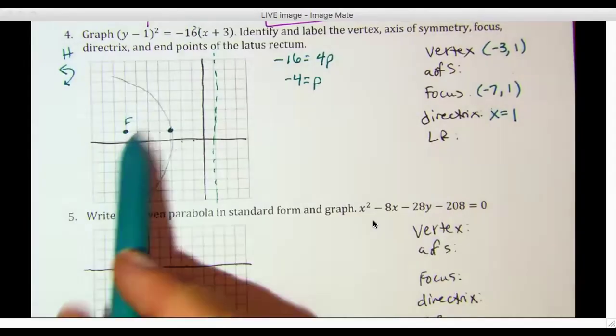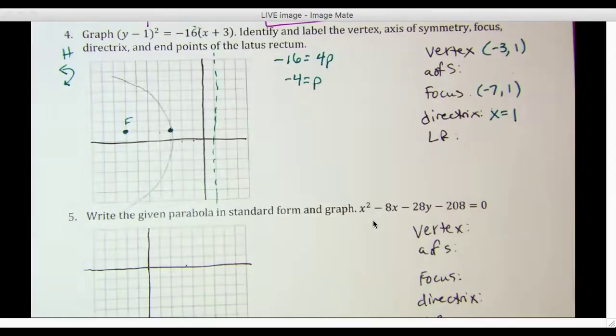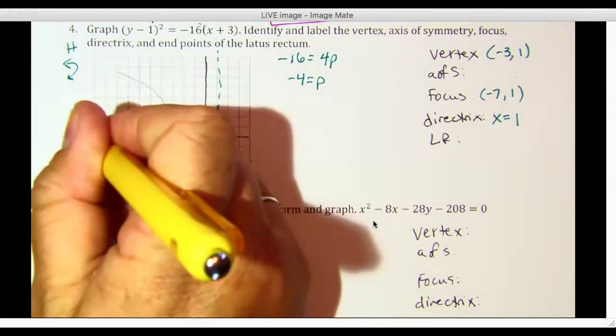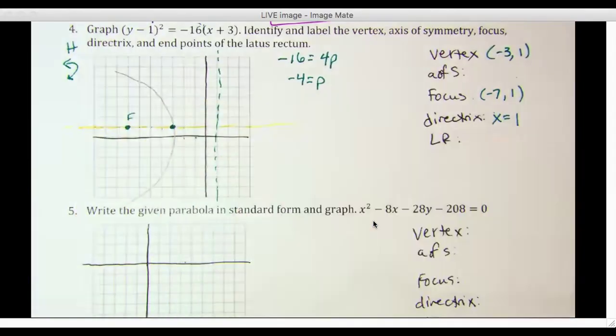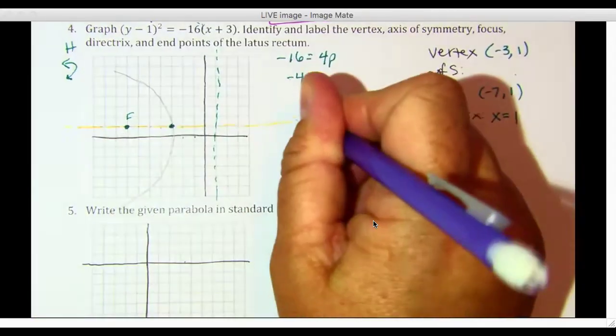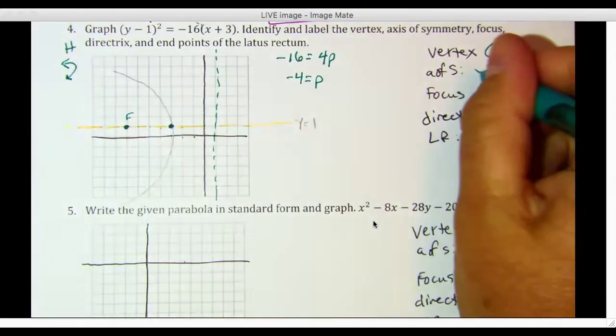And my axis of symmetry, we haven't done that in any of these examples yet, but my axis of symmetry is going to be this line that cuts my parabola in half here. So the equation of that line is y equals 1.